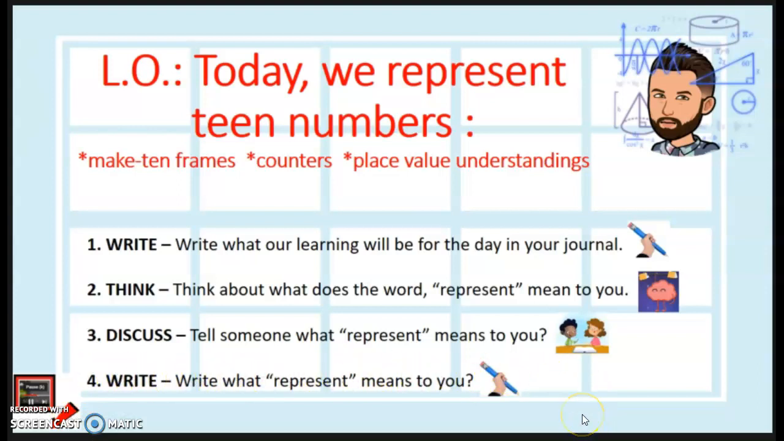So, write what we're learning. 2, think about what we're learning. 3, talk about what we're learning. And then 4, write what we're learning one more time. When you're ready, unpause this video and go to the next slide.